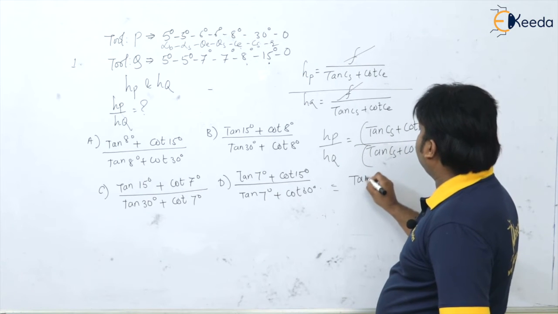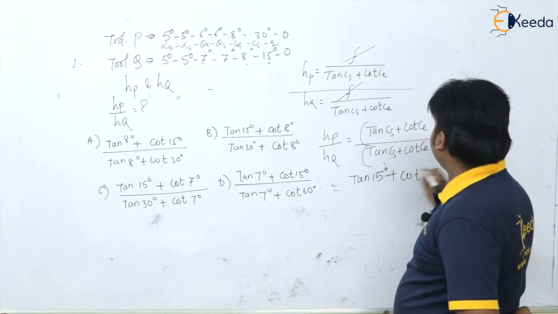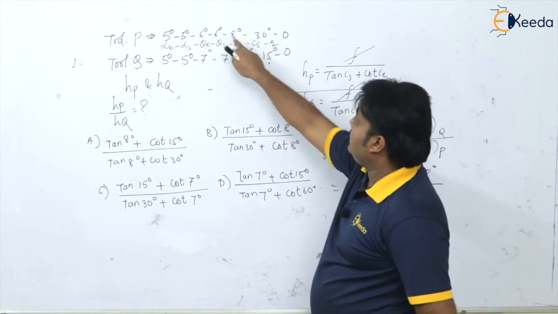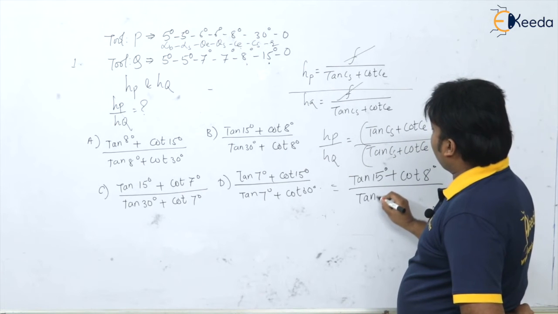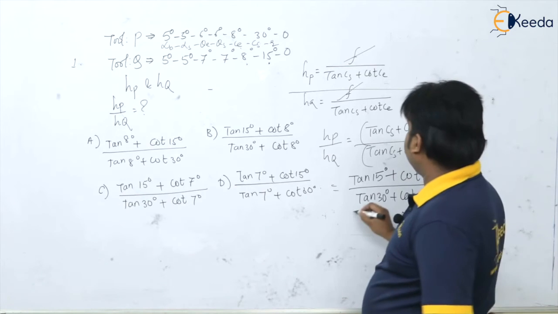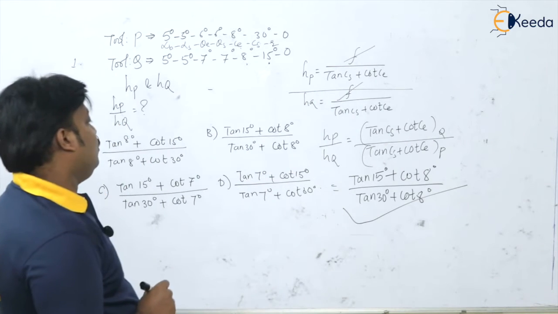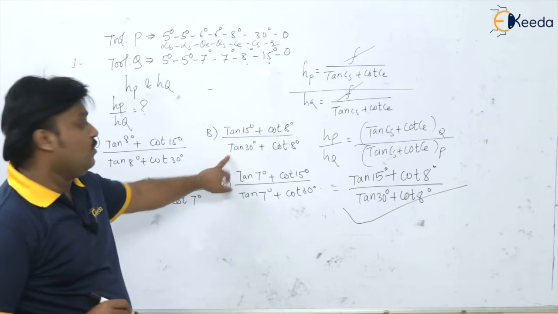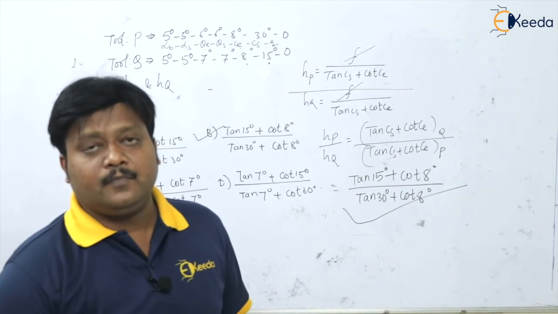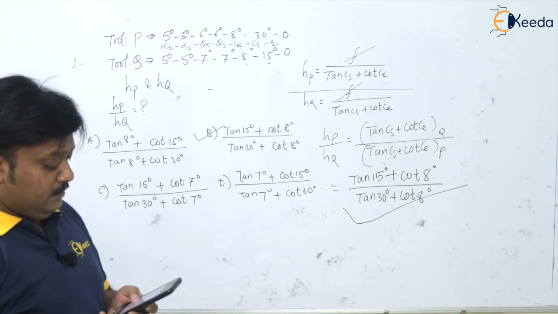So tan of 15 plus cot of 8, these are degrees, divided by, for tool P, Cs is 30 and Ce is 8, so tan of 30 degrees plus cot of 8 degrees. So this is the correct answer. What is the answer? Tan of 15 degrees plus cot of 8 degrees divided by tan of 30 degrees plus cot of 8 degrees. So B is the correct answer. Please see this. Next question.